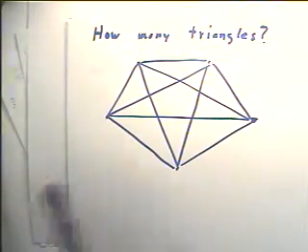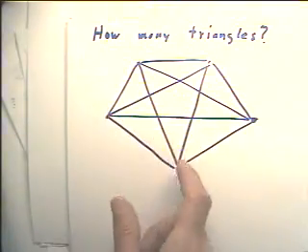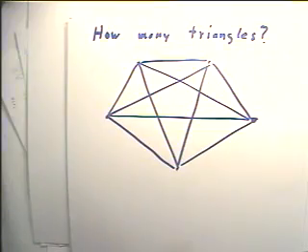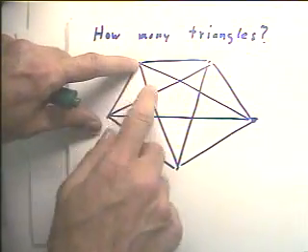Not that I have any particular penchant for pentagons, but let's look at another pentagon just because the number of sides is appropriate to the problem. We want to know how many triangles there are in this figure. Now there are a lot of triangles. I mean, here's a triangle.